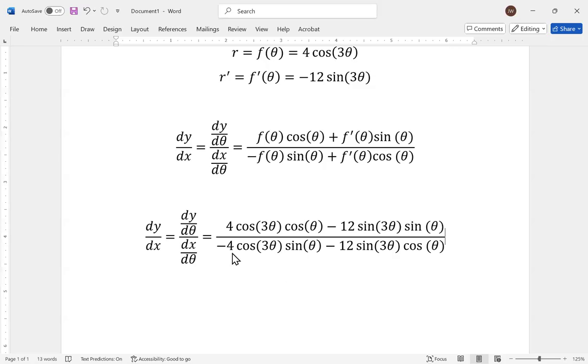So while this formula does look complicated for finding the slope of the tangent line, it's actually not too bad. It's just a simple plug in whatever theta we're looking for and then compute. And it gives me the standard derivative of y with respect to x. So standard slope of the tangent line.